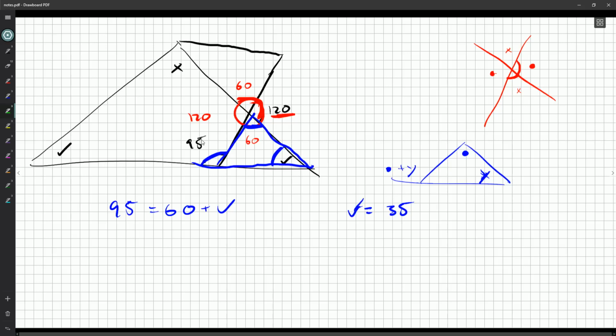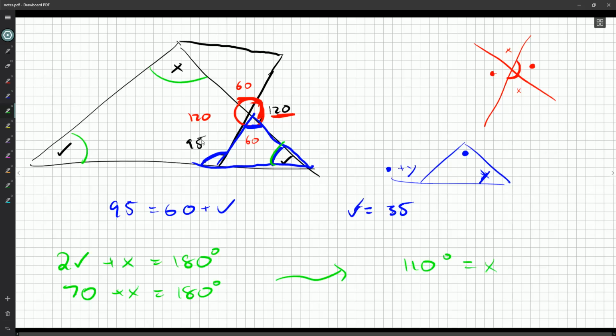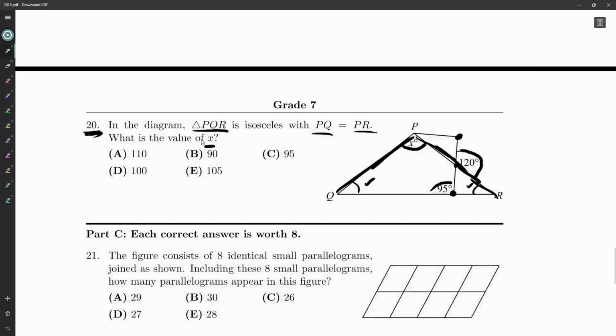And what did we say? Well, if we just look at the big triangle, 2 checks plus X is 180 degrees. And I know check's 35, so 2 checks is 70. 70 plus X is 180 degrees. It doesn't take too long to figure out that X is 110 degrees. All right, so 110 degrees.